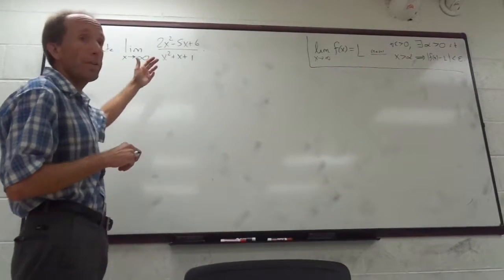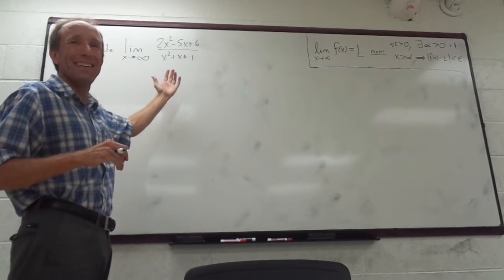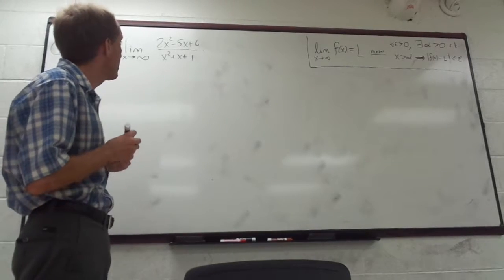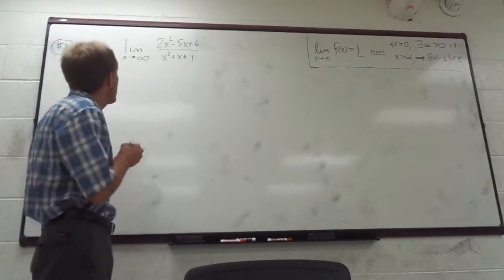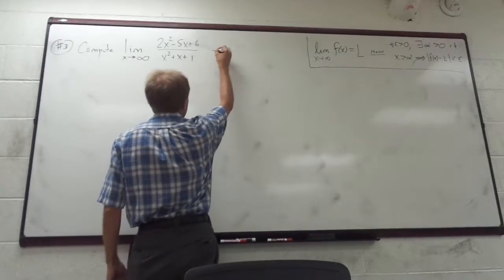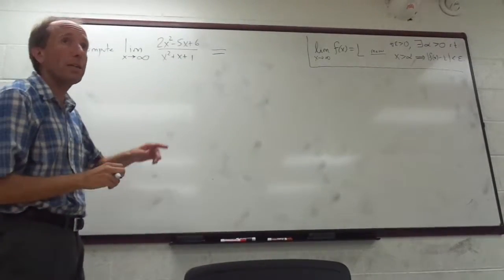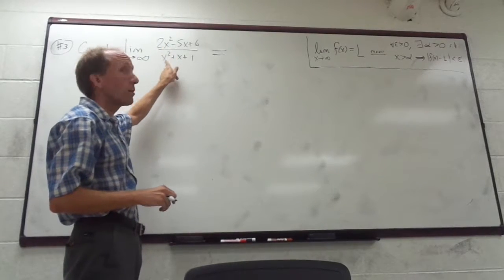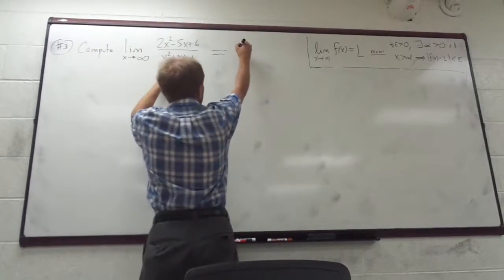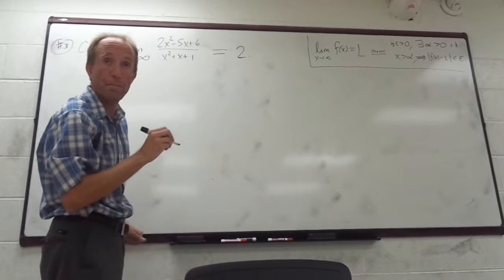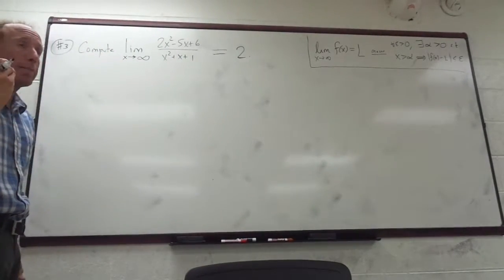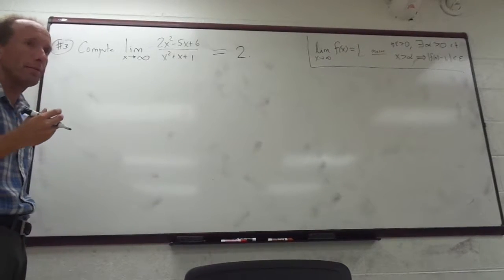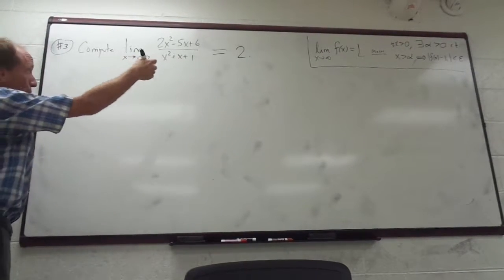So the first thing to do is to figure out what you think the answer is and then try to prove it. As x gets really, really big, what do you suspect that this limit will equal? 2. Right, the leading terms are basically of the order of 2x squared over x squared, which is going to be equal to 2. Does this make sense? So now we have to try to prove that using the definition. Exactly, so the L is 2.